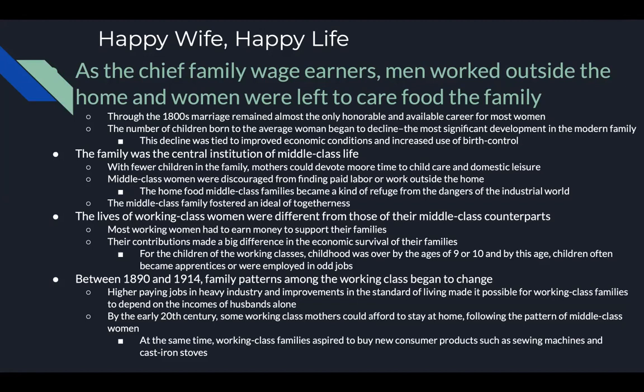Middle class women were discouraged from finding paid labor or working outside the home. The home for middle class families became a kind of refuge from the dangers of the industrial world. The middle class family fostered an ideal of togetherness.